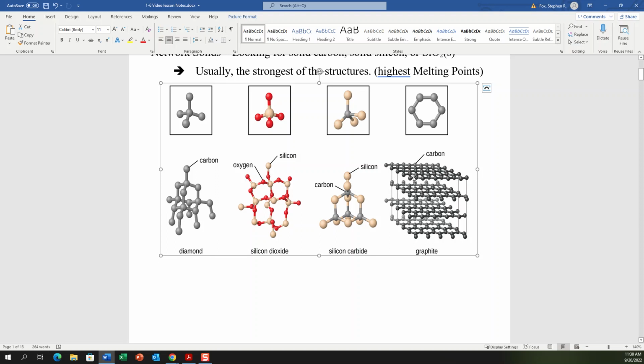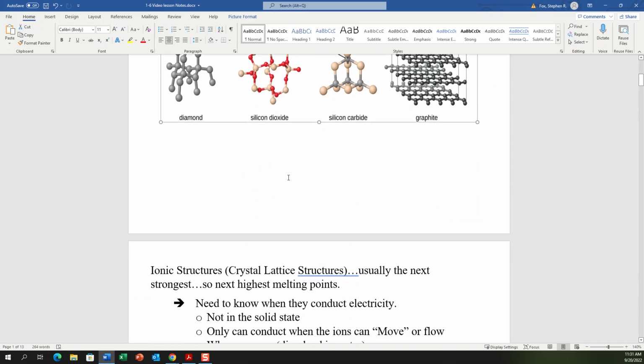But regardless, graphite has a very high melting point. It's a very strong structure, diamond as well. And then the other network covalents are silicon dioxide and silicon carbide. So that's what to look out for. You probably won't be given a representation of a network covalent like this and have to identify it as such, but you just have to recognize that these things are network covalents, and they're going to be the strongest of your structures, okay? Now let's go to ionic.